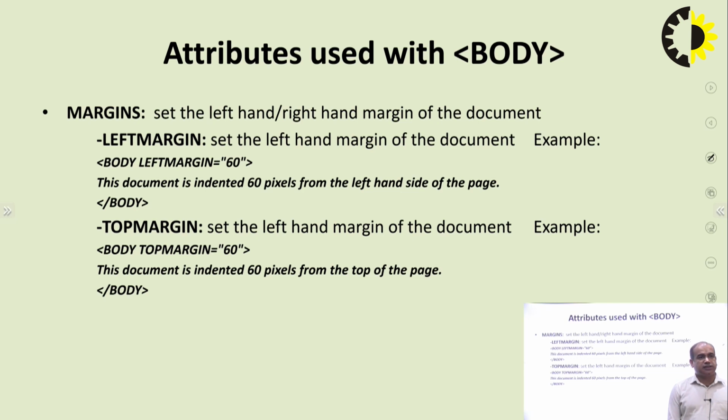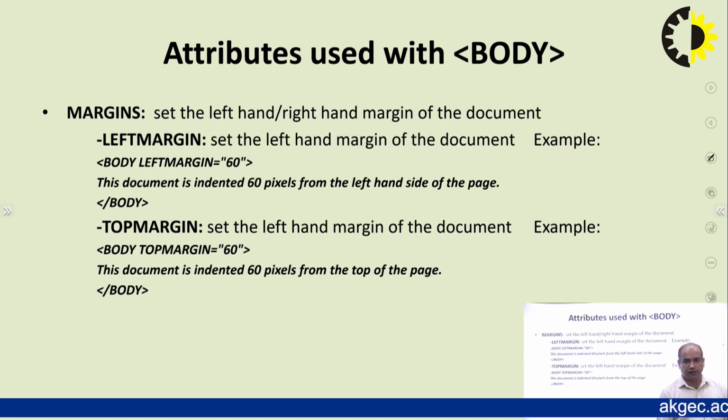The next attribute used with body is margin. This sets the left-hand and right-hand margin, and it is also used for margining from the top. If I want to set the left margin, I will use the attribute leftmargin, supplied with the body tag. So I will write body leftmargin equal to that particular value in double quotes.